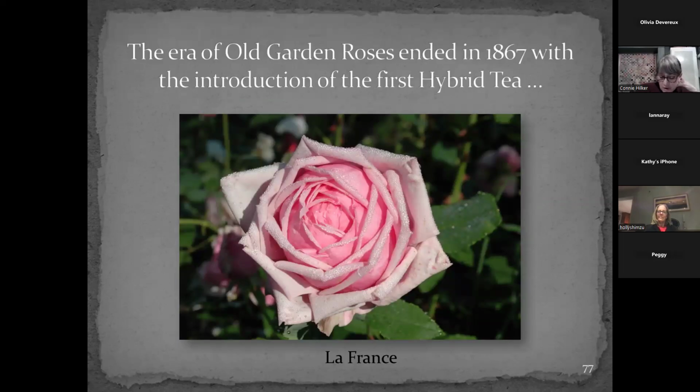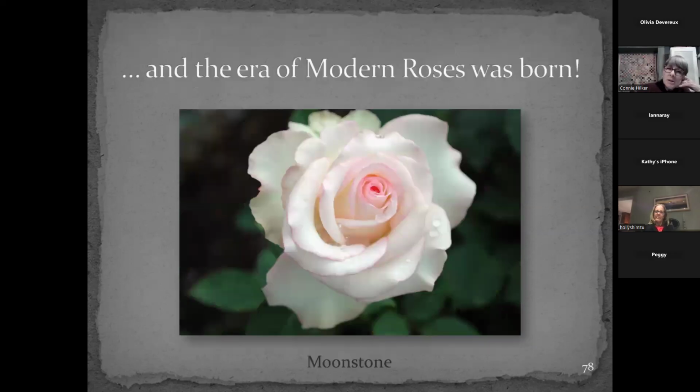As I talked about earlier, there's the hard line between the era of old garden roses and that of modern roses. It's 1867. This is La France, the rose that they assigned as the first hybrid tea rose. It was recognized as something new and different, and it was different enough to warrant creation of a new class for it and those like it that came after. This marked the beginning of the era of modern roses with their new and different forms and habits, and the rose world has never been the same since.